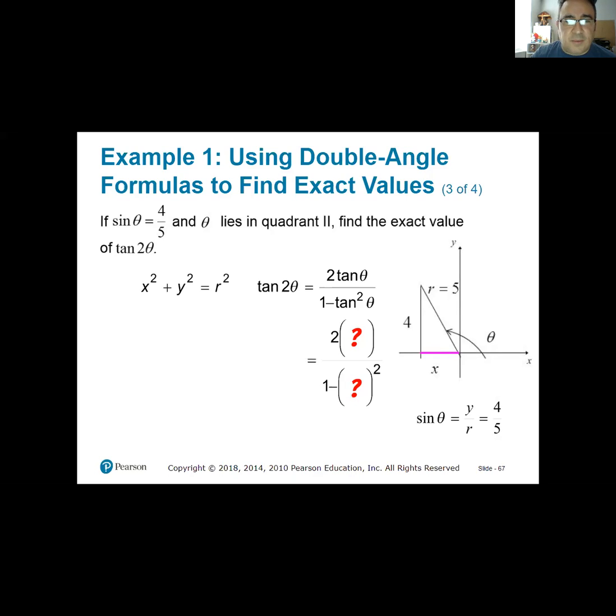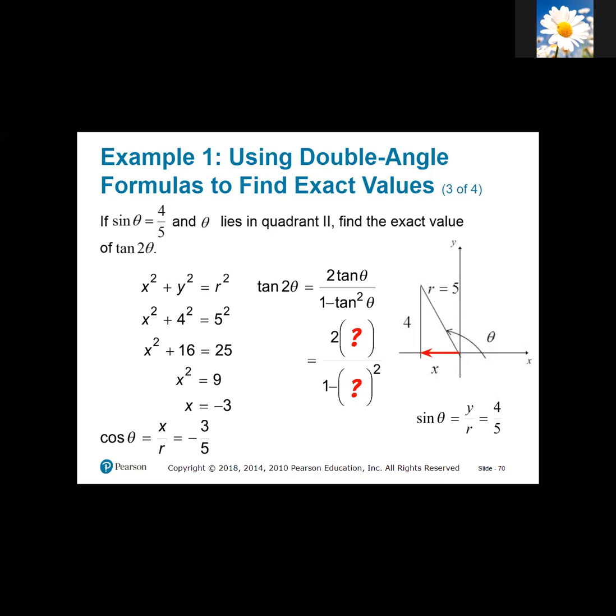So then we did what? Pythagorean theorem. And then we solved. We got that x was -3 because we're going in that direction. And then we figured out the cosine. So now we have sine and cosine. So how do we figure out tangent? We have sine and cosine. What's tangent in terms of sine and cosine? Sine over cosine. Very good. It's sine over cosine.